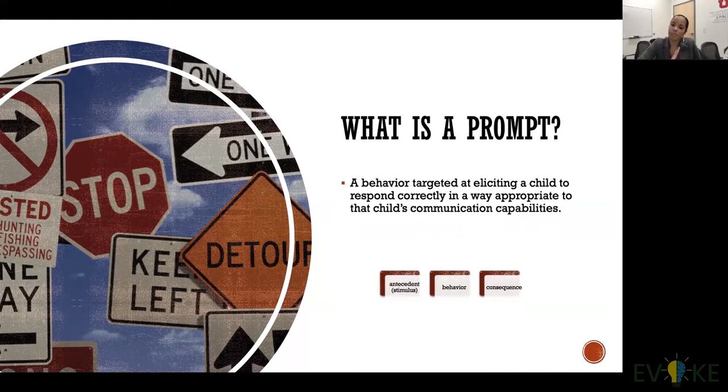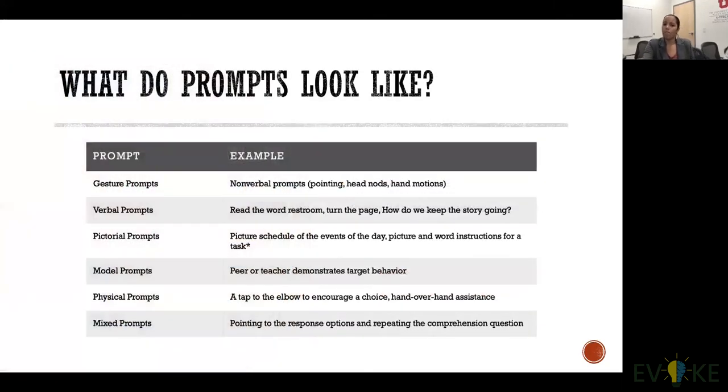And so a prompt is a behavior targeted at eliciting a child to respond correctly in a way appropriate to the child's communication capabilities. In essence, a response prompt is meant to increase the probability that the child will respond appropriately or correctly. So what exactly do prompts look like?